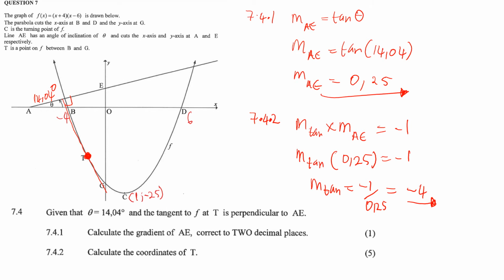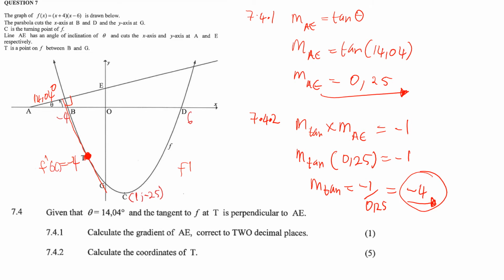Meaning that if we can differentiate f, if we can get the derivative, we know that the derivative at t will be equal to -4, because that's the gradient. Derivative is the same as the gradient, right? Meaning that at t, we know that f prime of x is equal to -4, because it's the gradient.